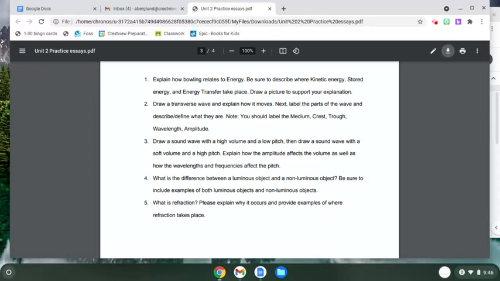Question number 5. What is refraction? Please explain why it occurs and provide examples of where refraction takes place. Very simple. Based on your notes and what we've talked about in class, what is refraction? And then just list a few examples of where refraction can take place in your everyday life.